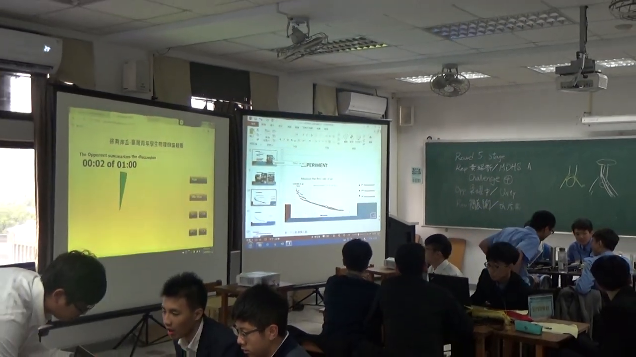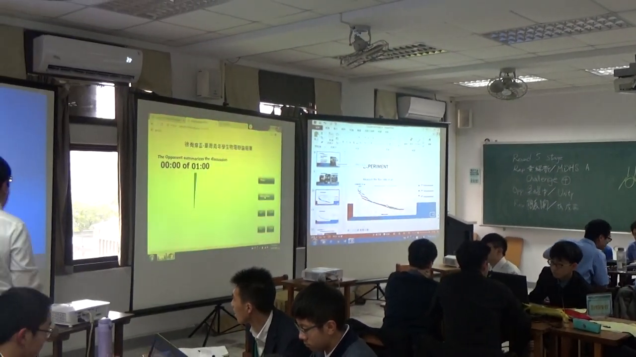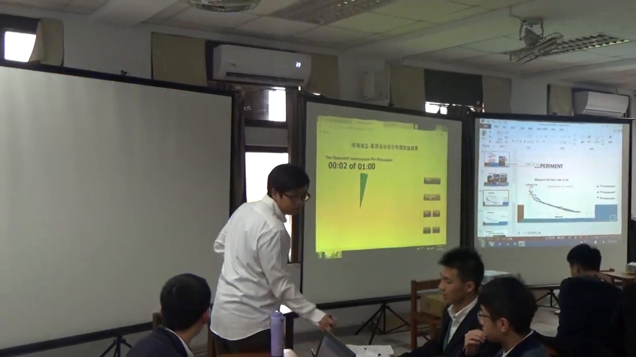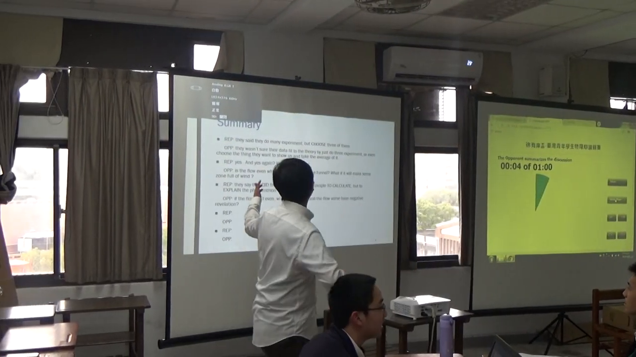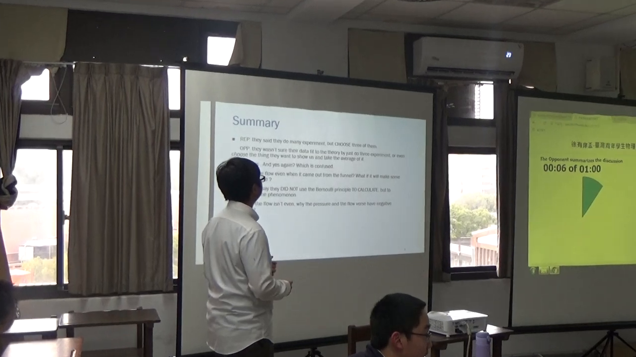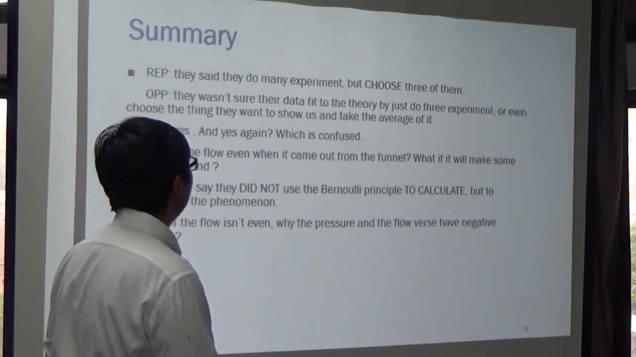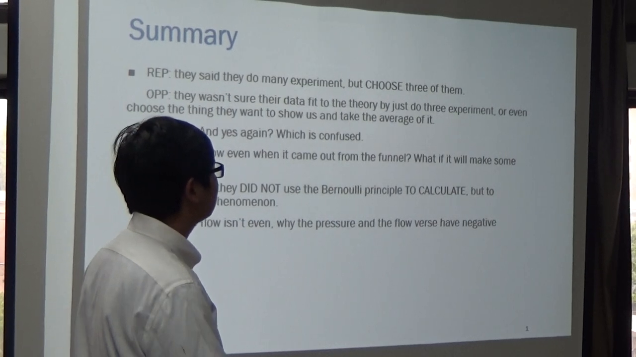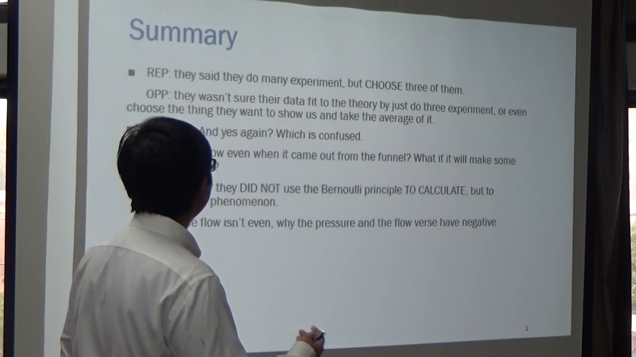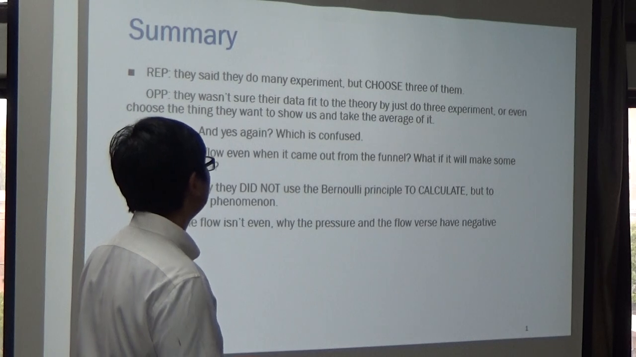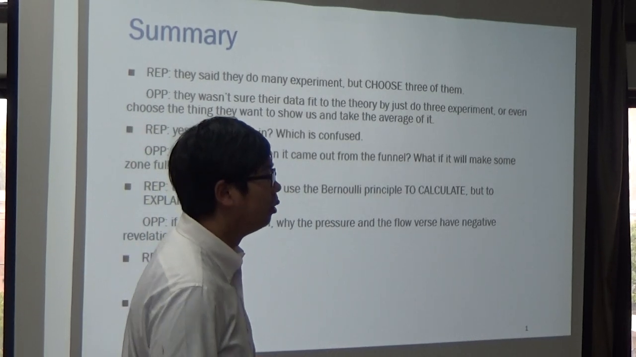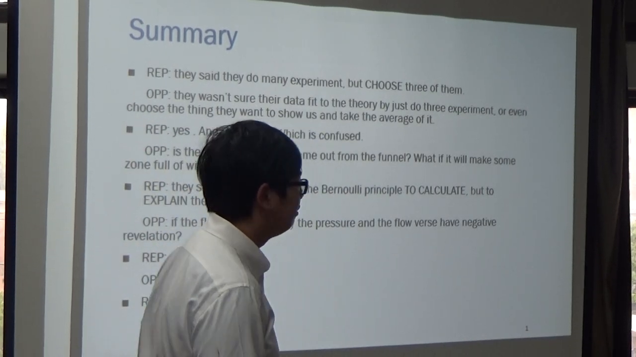The opponent summarized the discussion. According to the discussion, the reporter said they did many experiments but chose three of them. But we think they weren't sure of their data fitting the theory, and just did three experiments, or even chose the ones they wanted to show us and took the average of it. We think that is not enough.